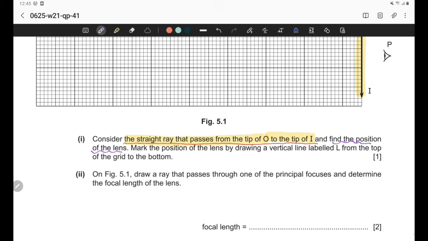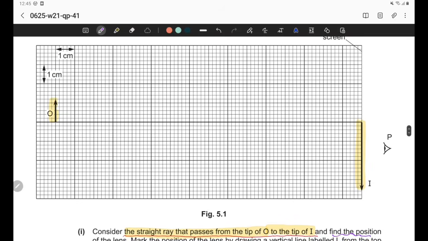So let's initially draw a line starting from the tip of the object to the tip of the image I. So you need to take a ruler and a pencil in order to do this. And this is the tip of object O and this is the tip of image I. So let's connect a straight line between these 2 points.